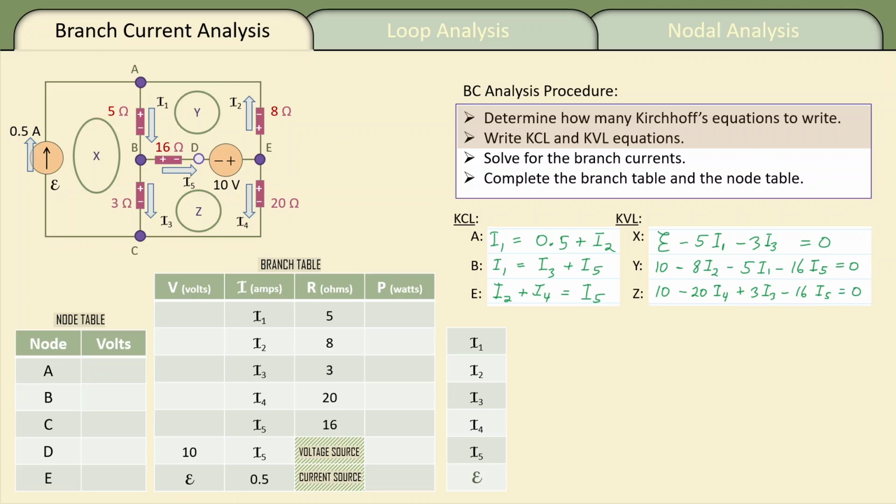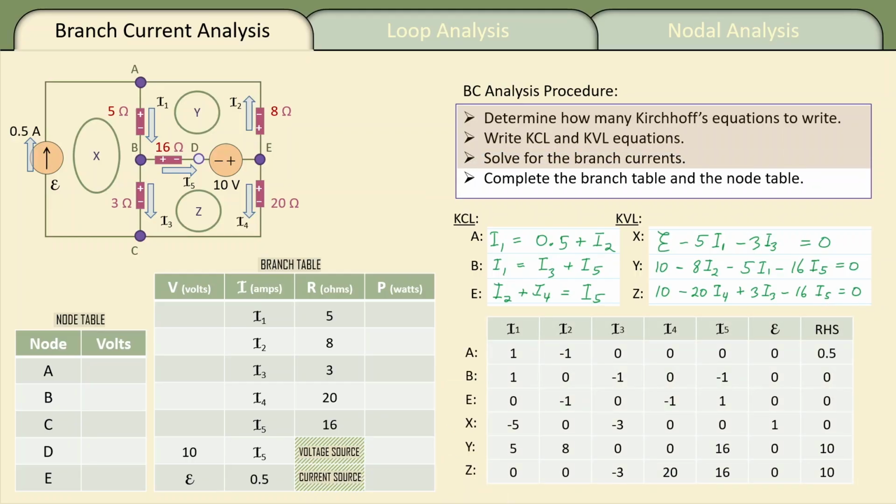And let's see why. The equation is written as if I went around the loop clockwise, starting at D, then going to E, which gives me the plus 10, down through the 20 ohms, and that's plus to minus, so minus 20 I4. And as I come over to C and up to B, now I'm going against I3, minus to plus, so that's why I have an increase, plus 3 I3. And then finally from B to D, plus to minus, 16 I5 equals 0.